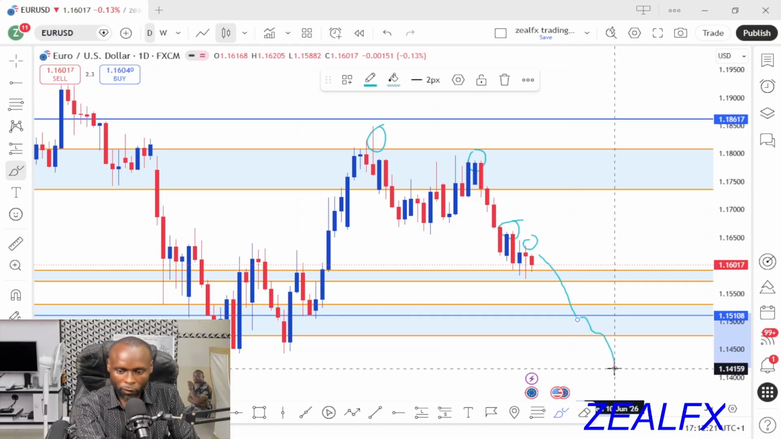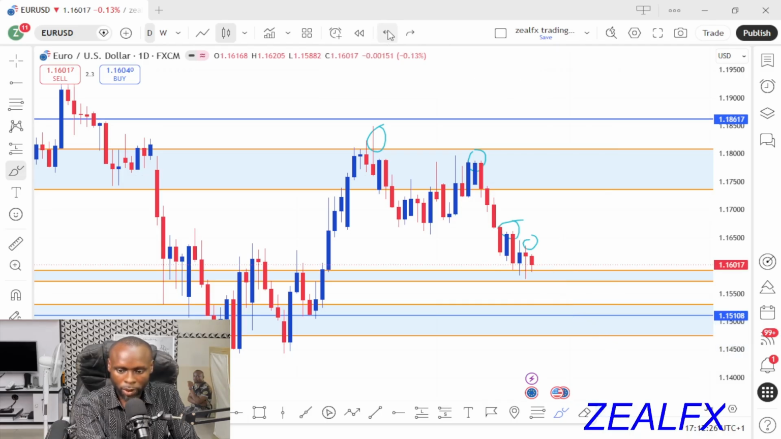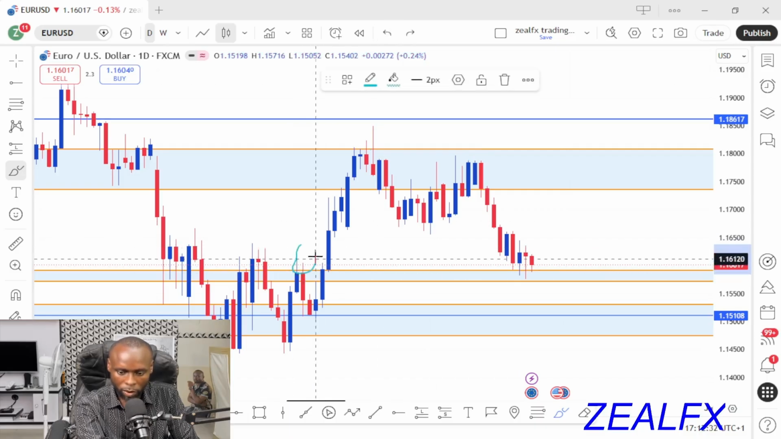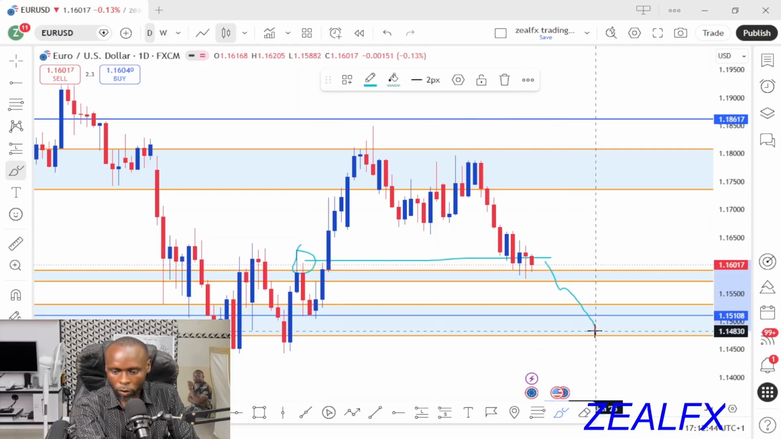So our scenario for this week still remains bearish on the Euro USD, because on the daily time frame we can clearly see that we also have price close on this particular resistance level on the daily time frame. So as long as we have price on this resistance level on the daily time frame, this might also support price pushing lower for this week on the Euro USD.